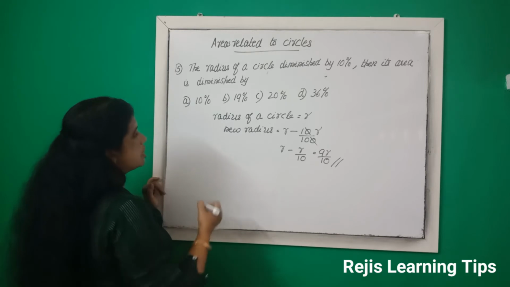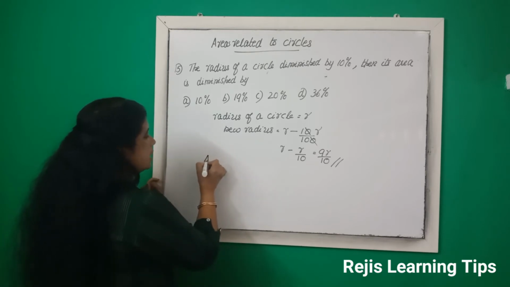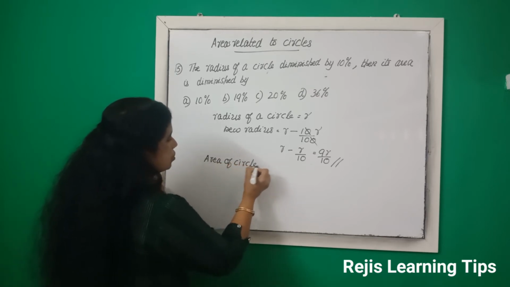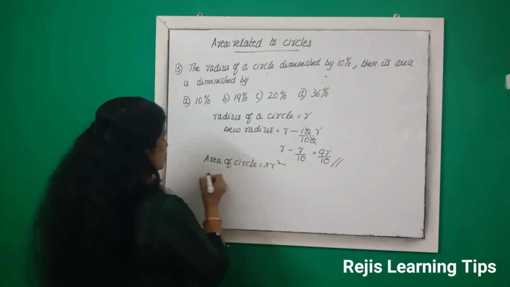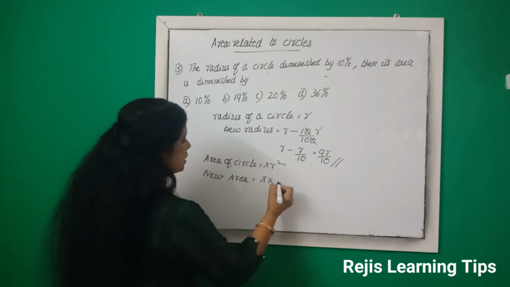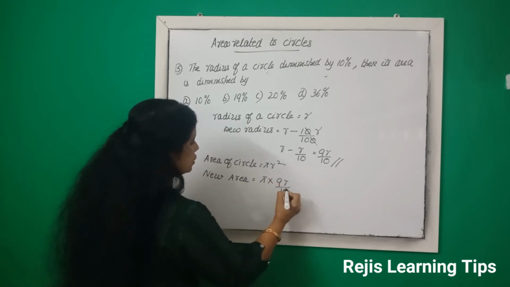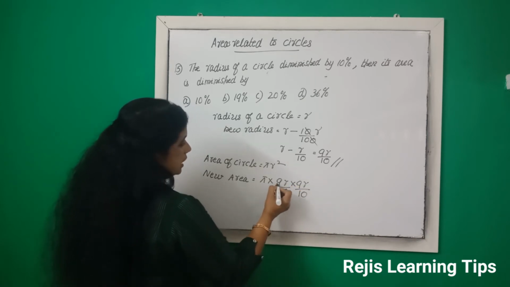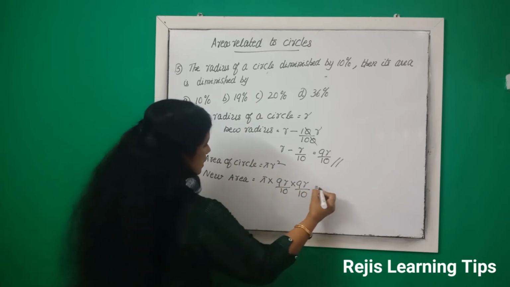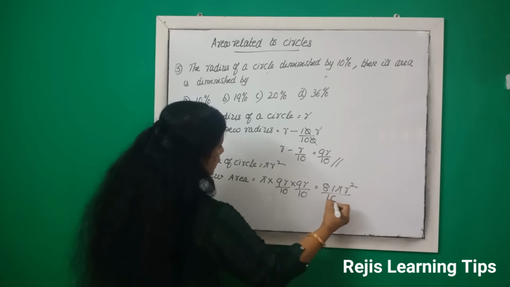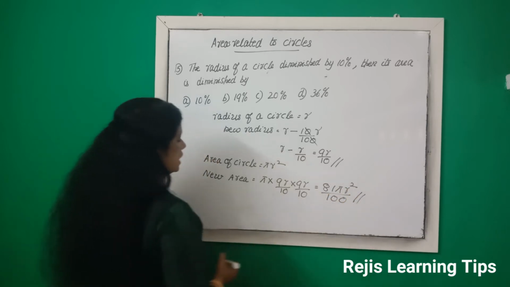Then its area is diminished by. Then original area of circle is equal to pi r square. New area is equal to pi into r square, means 9r by 10 into 9r by 10. Then 9 into 9, 81 pi r square divided by 100. This is the new area.